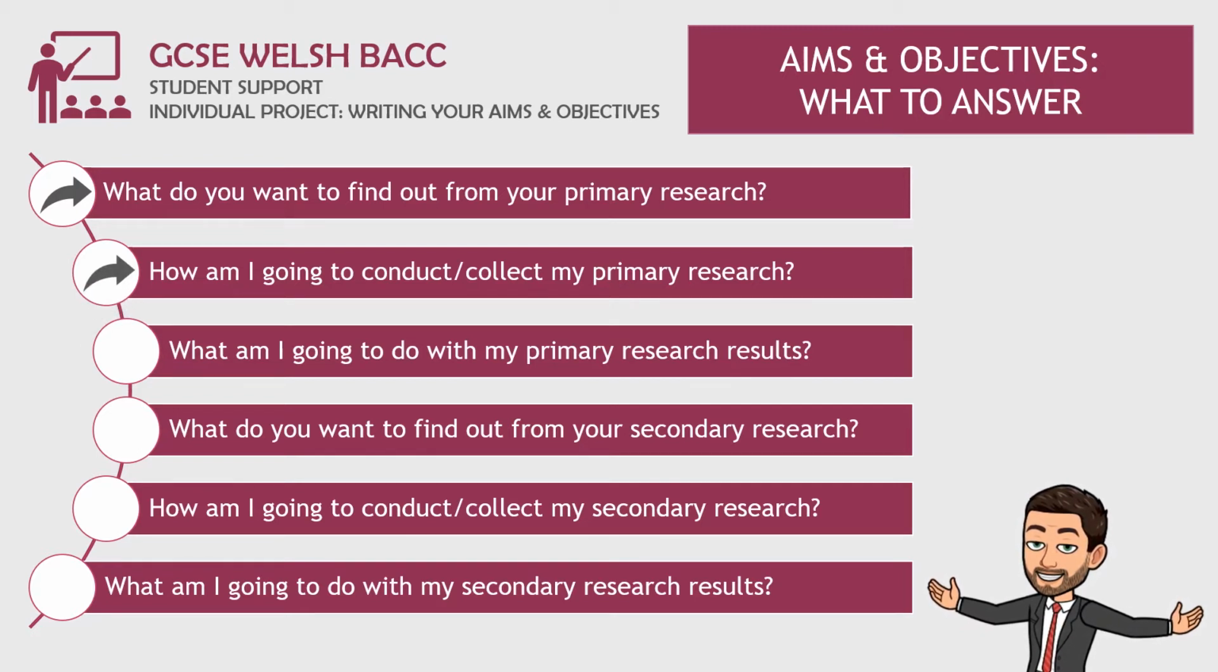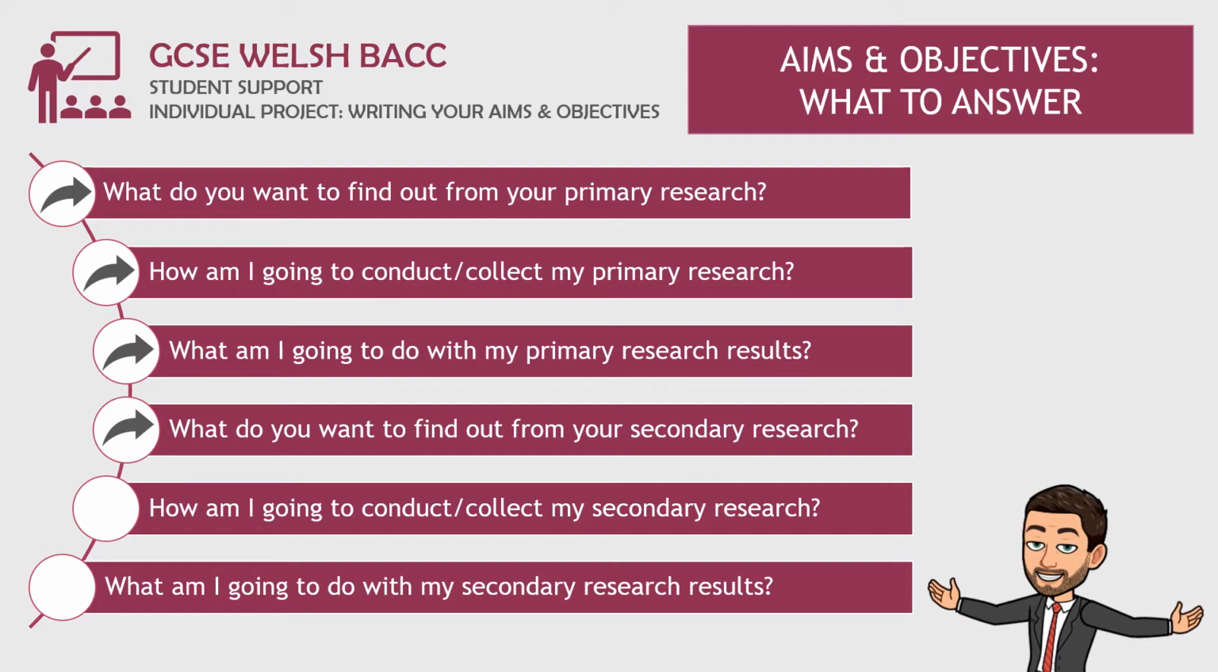The second part is, how are you going to conduct or collect your primary research? For the interest of this project, a questionnaire is definitely the most effective way to collect primary research. We'll be talking about how to create a questionnaire and how to share it and use it. The third part is, what am I going to do with the primary research results? This is how you use the data and information that you collect from your questionnaire.